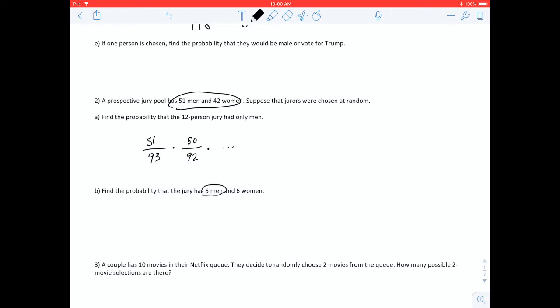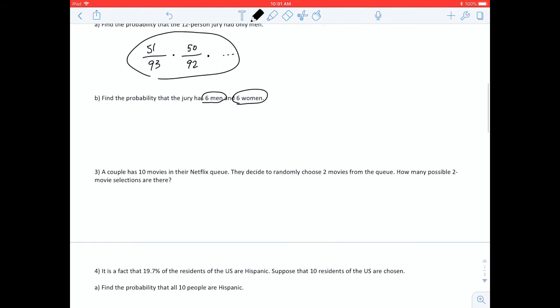This one would basically be the same, but the first 6 fractions have to look like the first 6 fractions of this one. The next 6 fractions is when you'd be using the women. 42 out of whatever, then 41 out of whatever, and multiply those.